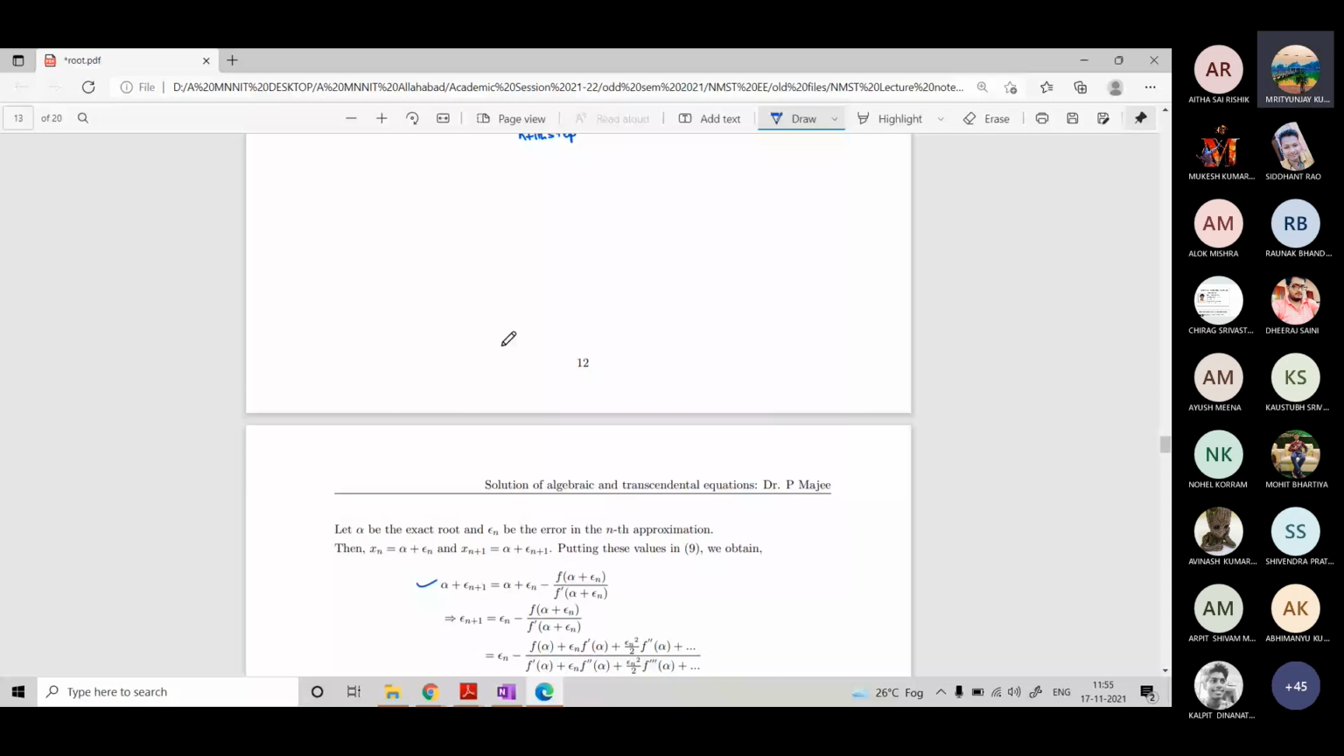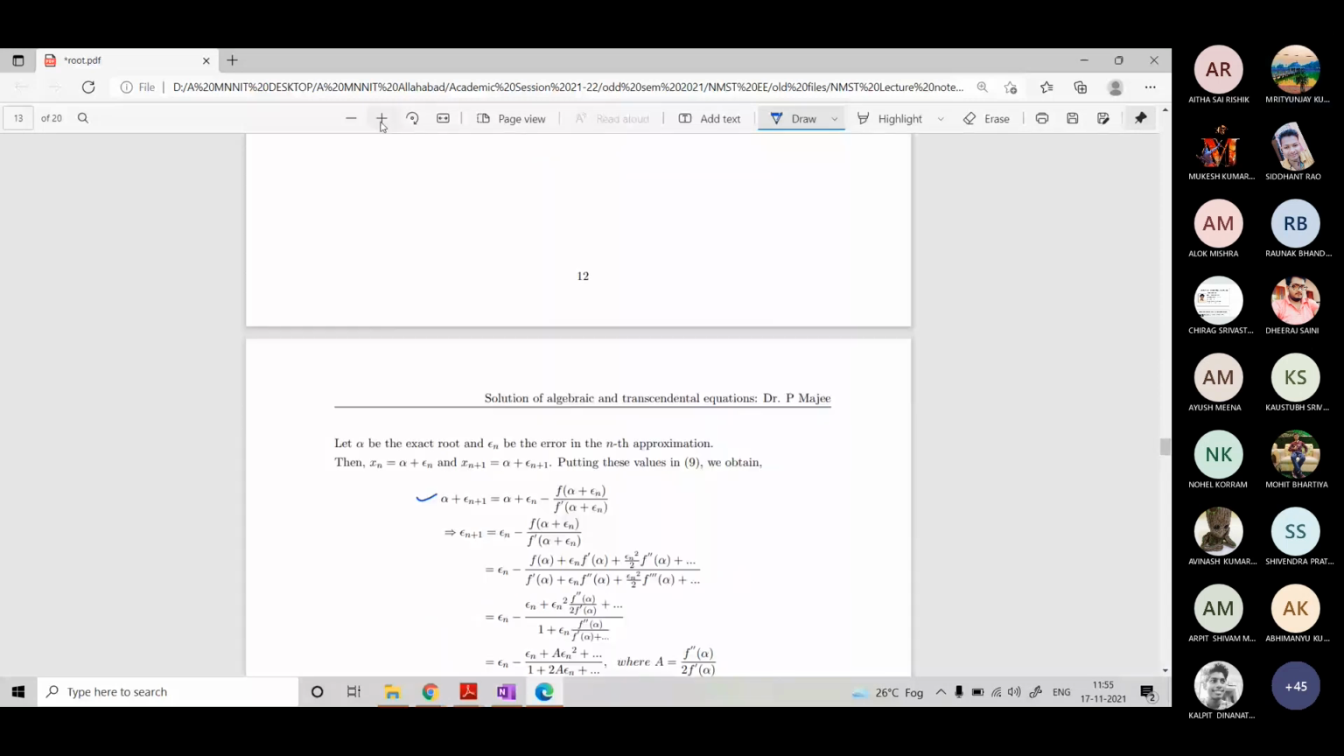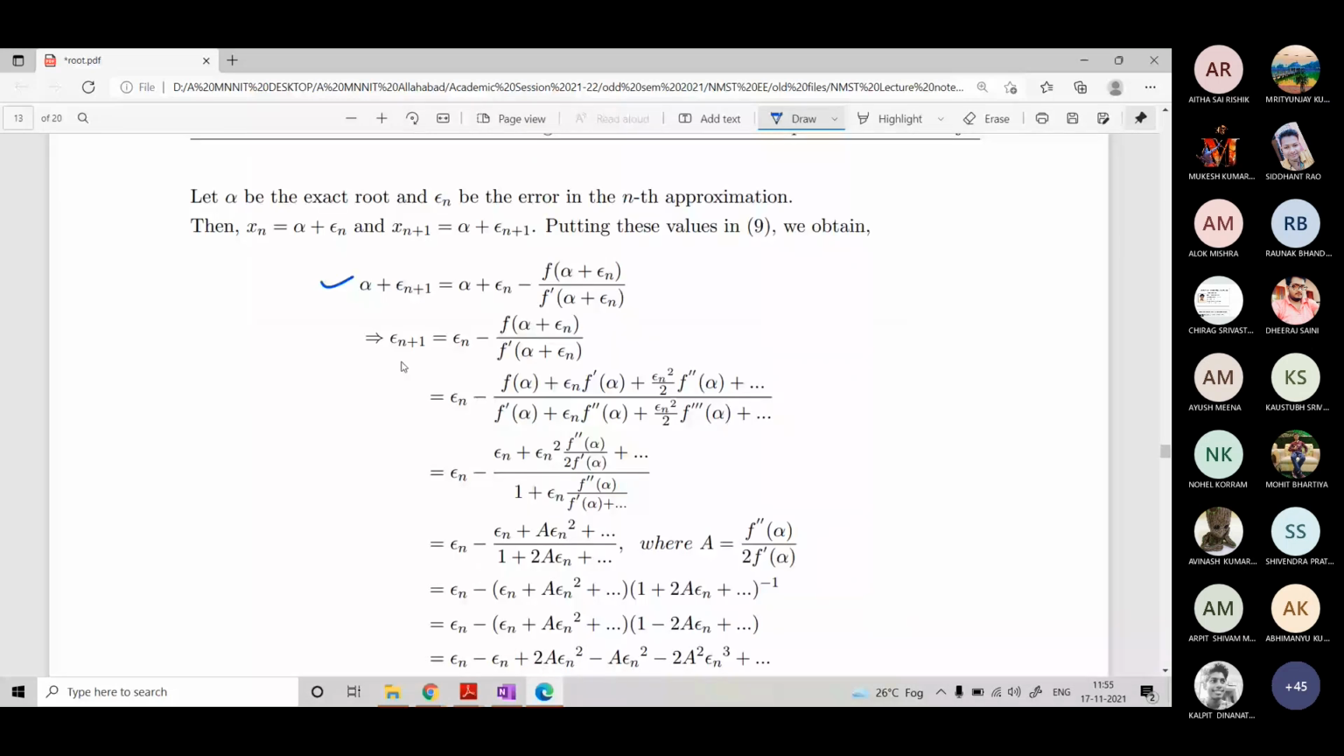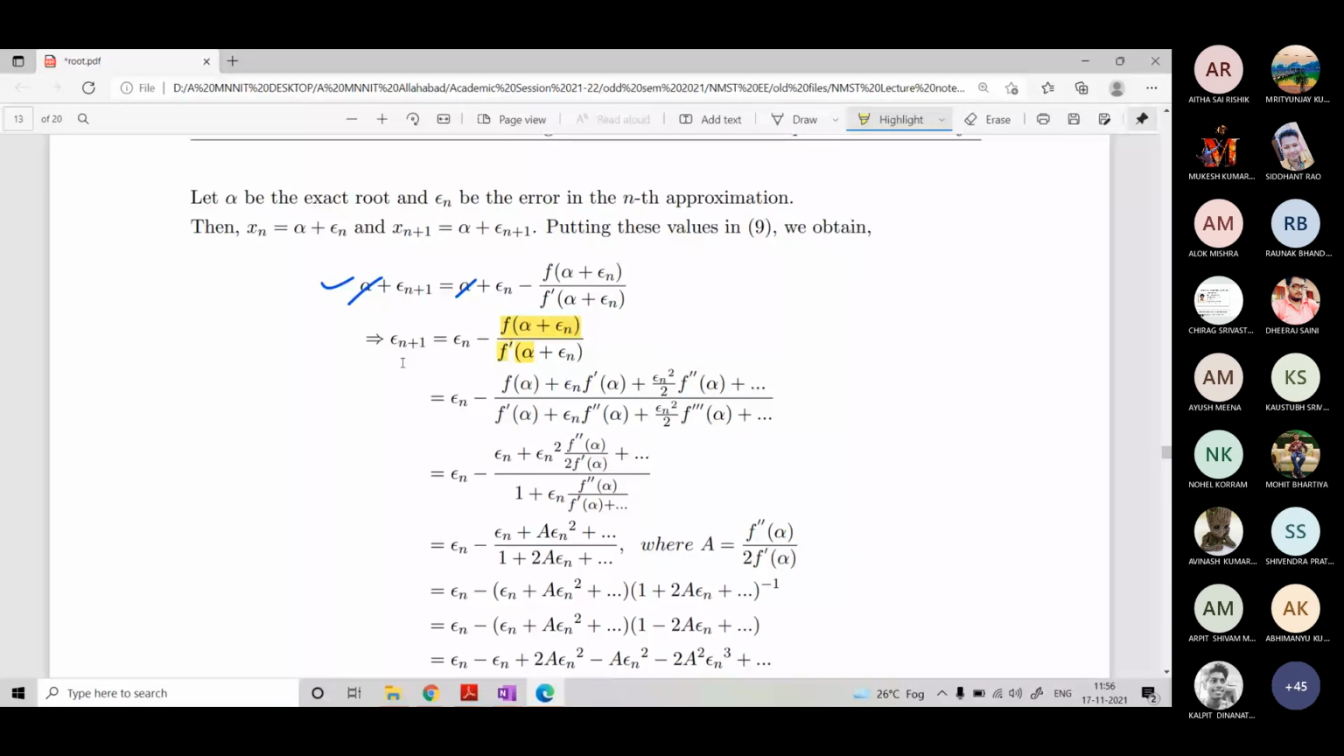Now what do you do? Alpha will be cancelled out from both sides. So epsilon n plus 1 is equal to epsilon n minus f of alpha plus epsilon n by f dash alpha plus epsilon n. Now what will I do? I will expand this using the Taylor series formula. I will expand f of alpha plus epsilon n and f dash alpha plus epsilon n using Taylor series expansion.